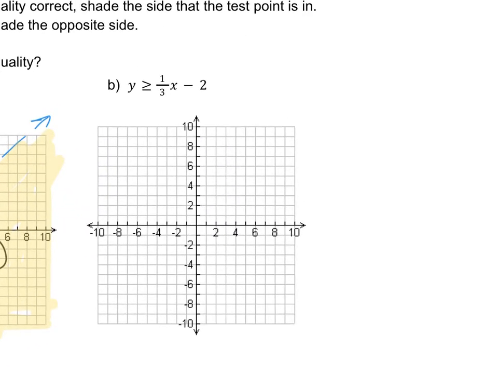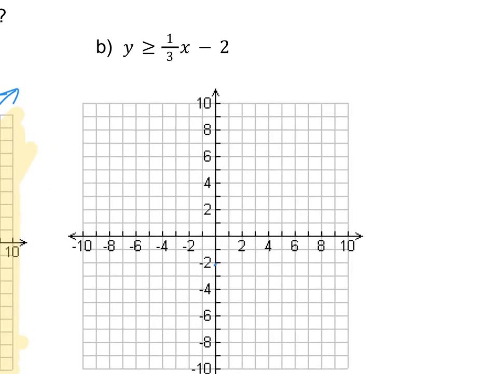Okay, here's another one. We have the y-intercept of -2. Then your slope is going to be 1/3, so up 1, right 3, up 1, right 3 a few times. Now this one will be a solid line, I'll just write that up there, solid, because that inequality is greater than or equal to.